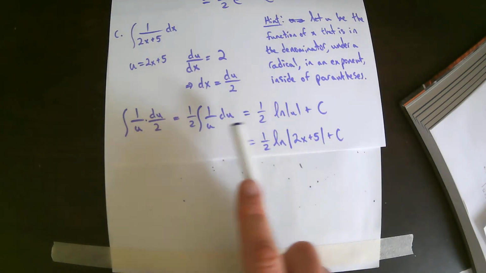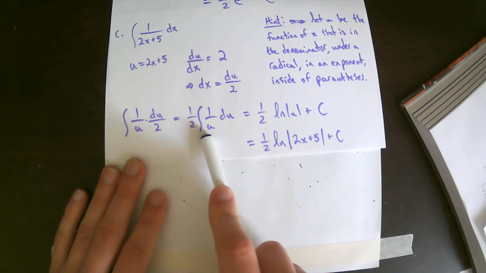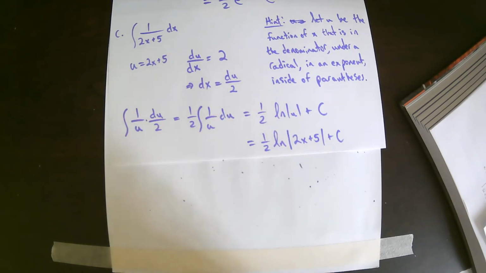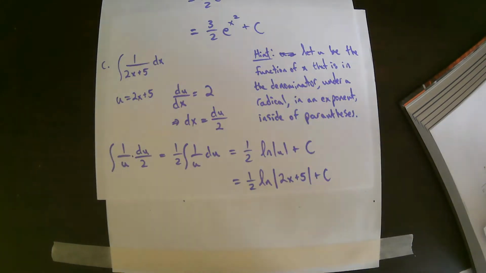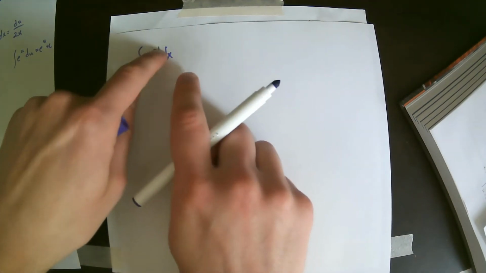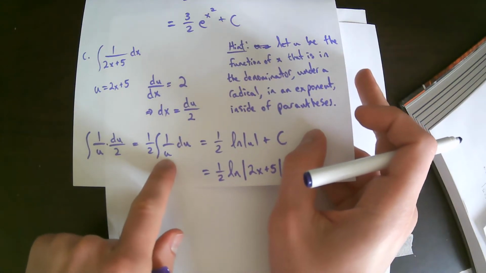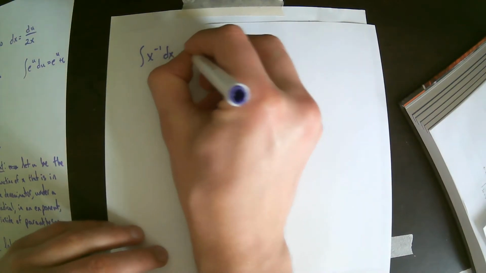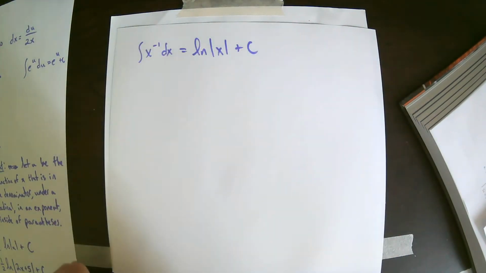Okay, so remember the way I got this integral, the integral of 1 over u du to be ln of absolute value of u. So that's that special rule. It says for an integral of some variable raised to the negative 1, which is exactly what 1 over a variable is, right? That's going to be ln of absolute value of x plus a constant of integration. Okay.